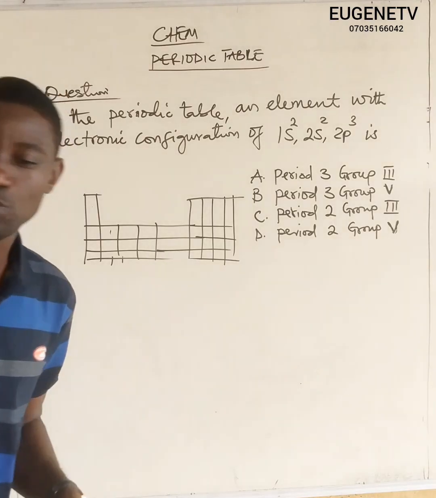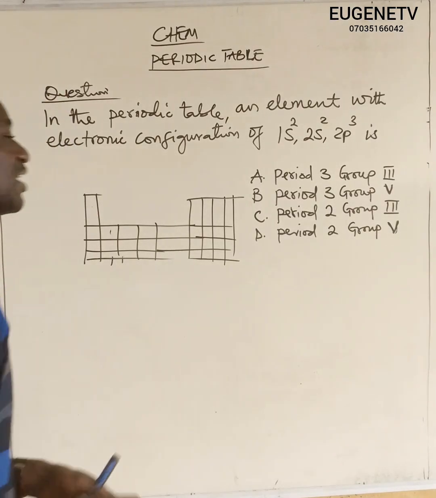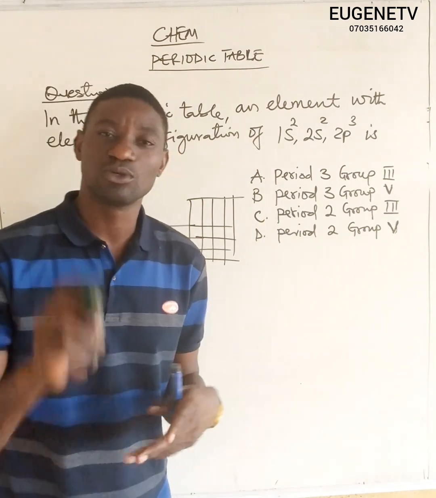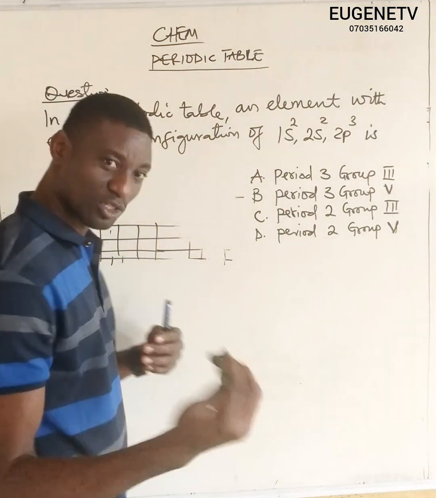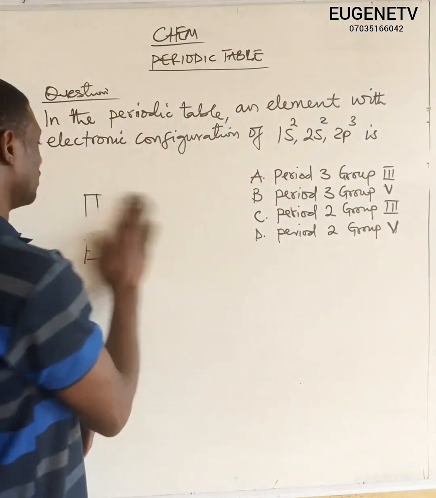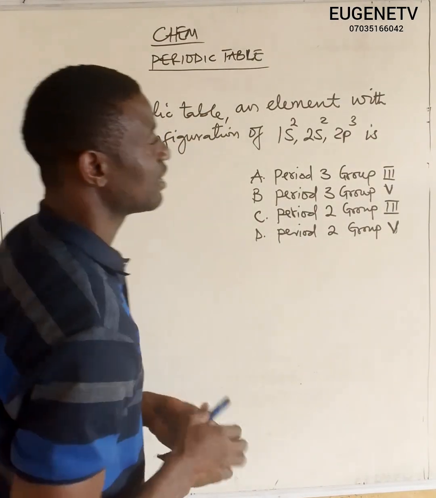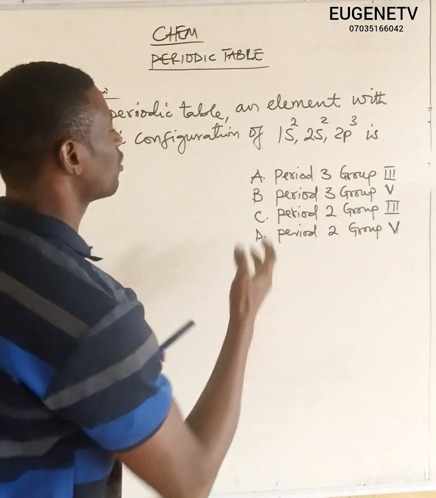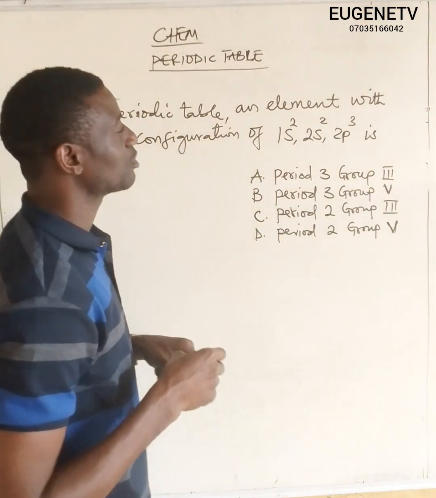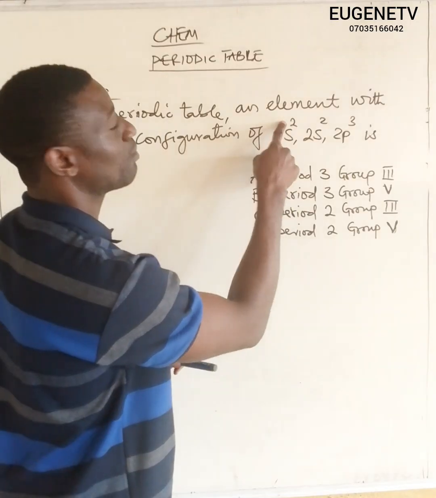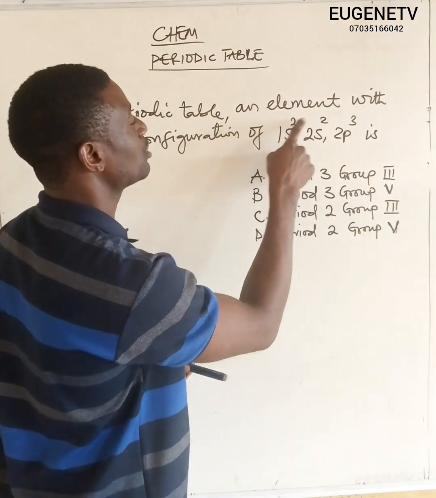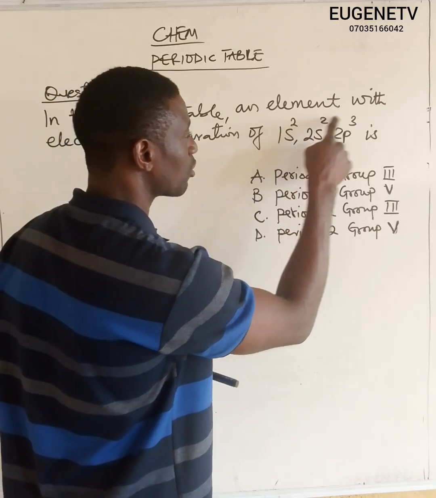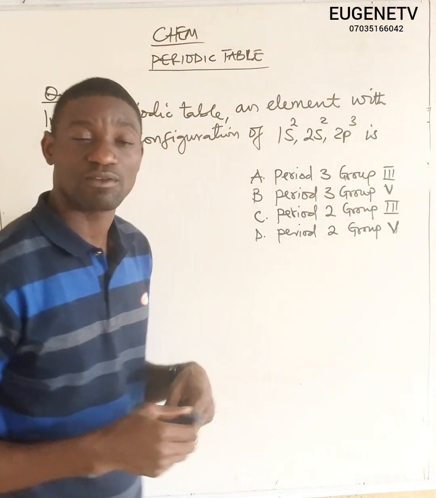There are two simple steps to know the period or the group to which an element belongs. The first way is to draw the Lewis diagram of that atom. From the look of things here, we get the atomic number of this element by counting the number of electrons, the superscripts on top of these letters. So we have 2 plus 2 is 4, 4 plus 3 is 7. That means the atomic number of that element is 7.